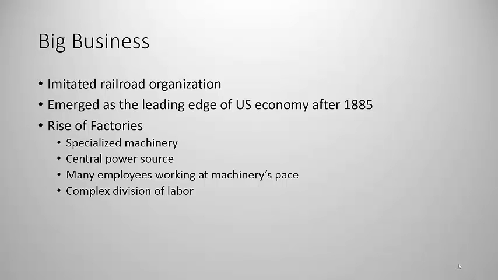With the introduction of factories, manufacturing changed dramatically. Factories became behemoths that overwhelmed the people who worked in them, and after a while they followed a single organizational model that featured specialized machinery, central sources of mechanical or electrical power that ran all of the machinery, large numbers of employees working at the pace of the machinery, and a complex division of labor.